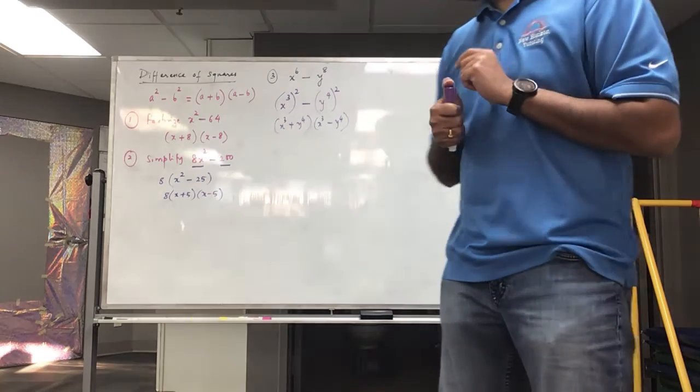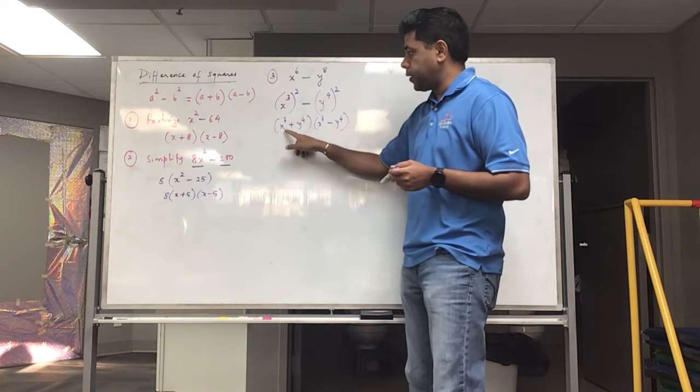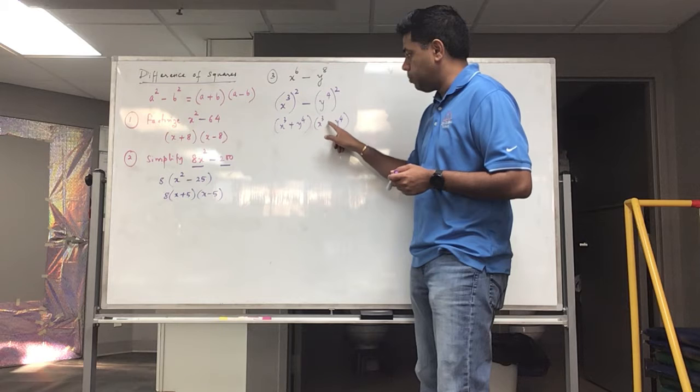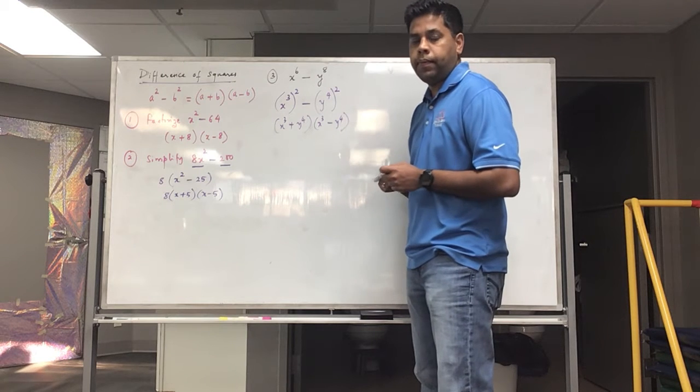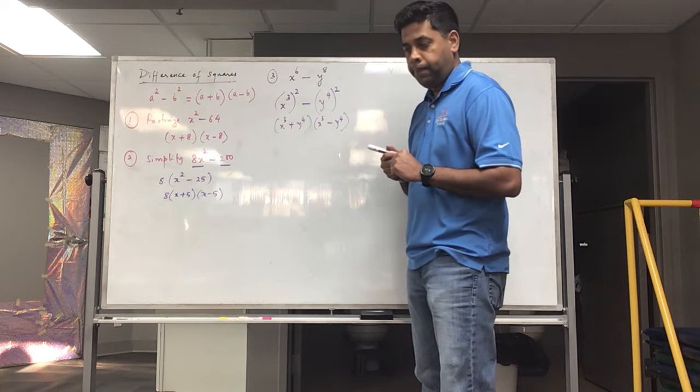What's the answer? It's a little fuzzy. This one? Yeah. X cubed plus y raised to 4 times x cubed minus y raised to 4. Okay, thank you.